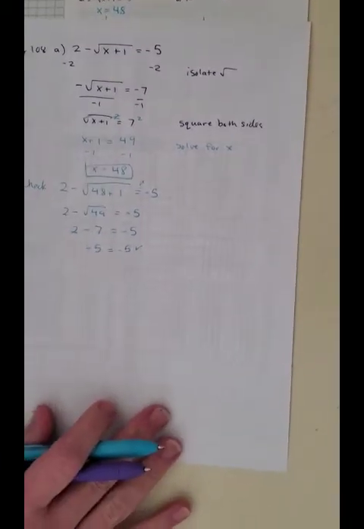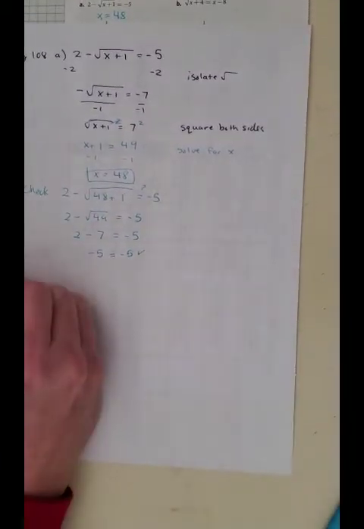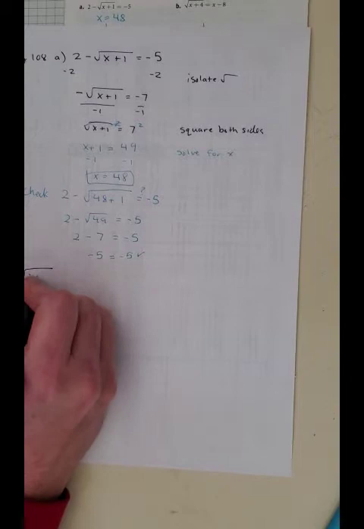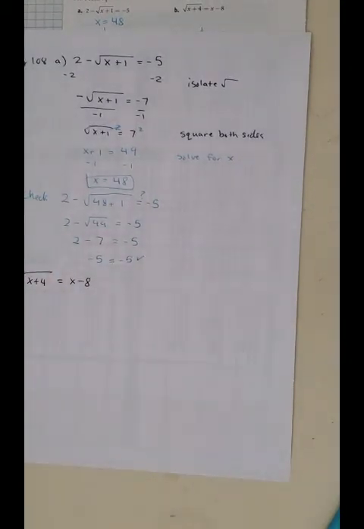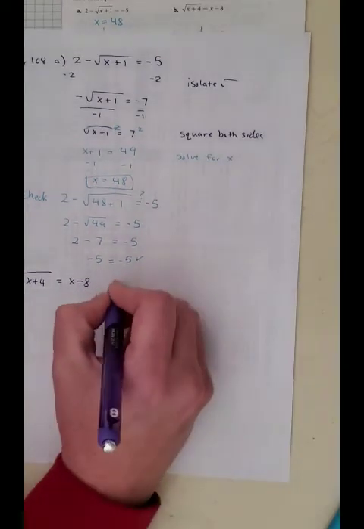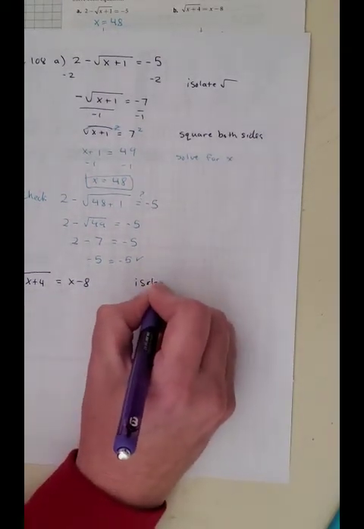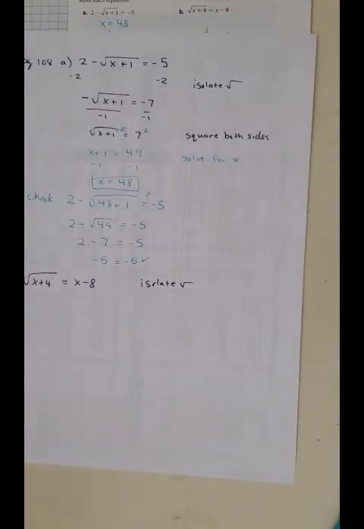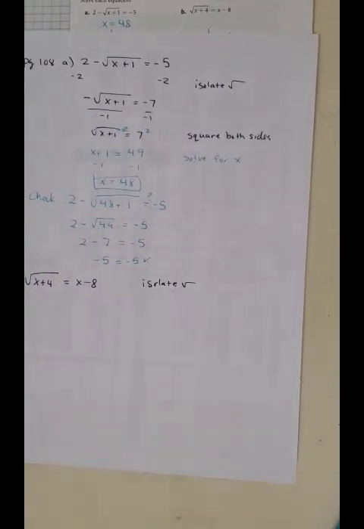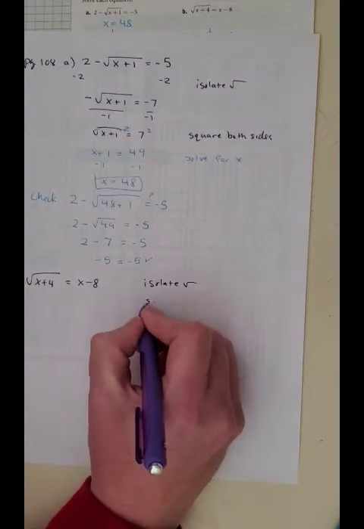All right, let's do the next one, the try these B. So this time we have B, the square root of x plus 4 is equal to x minus 8. So the first step is to isolate the radical. But the radical is already isolated, so we can skip that step. The next step is to square both sides.